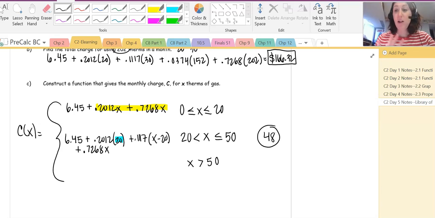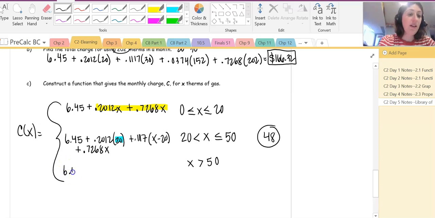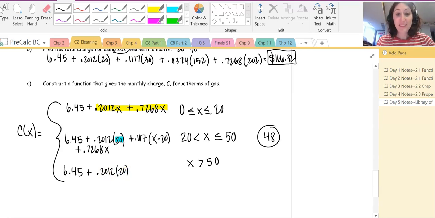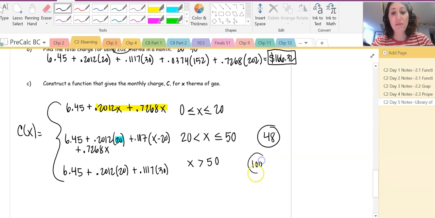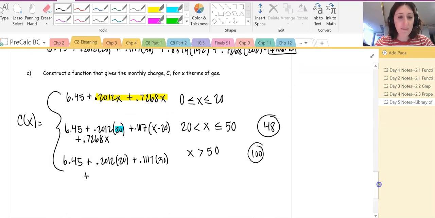You got one more. More than 50 therms. You have your customer service charge. Okay, your first 20 therms, you're paying 0.2012. So 0.2012 for 20 therms. Now, the next 30 therms, you are paying that 0.1117. For how many of them? For 30. We are now over 50 therms. Let's say we're dealing with 100. Okay, I'm just imagining it. So I have already paid for 50 therms here. When you pay this new fee, which was how much? 0.0374.